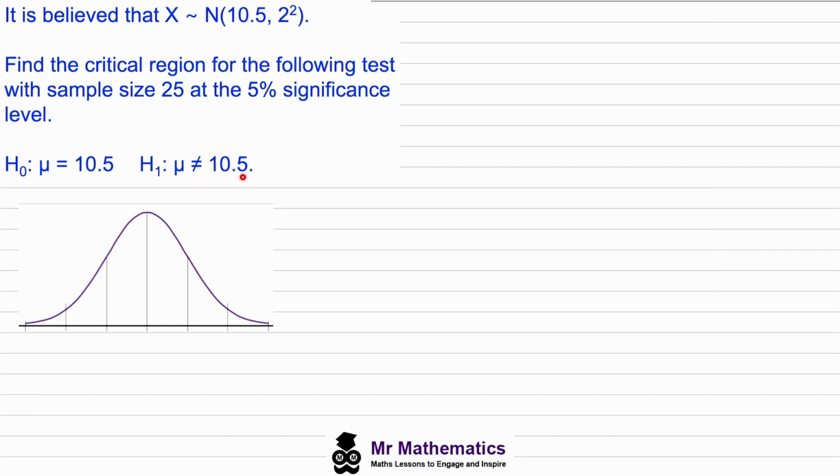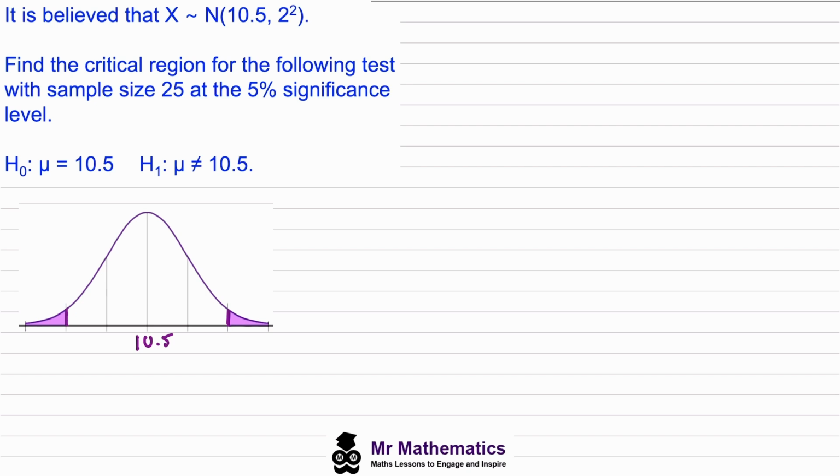So because we're told that the mean does not equal, this means it will be a two-tailed test, because it could not be equal in two ways, either less than that or more than that. So we can show this on our distribution curve. If we have our mean at 10.5, if mu is less than 10.5, we're looking at this region. And if mu is greater than 10.5, we'll be looking at the other tail, which is this region.